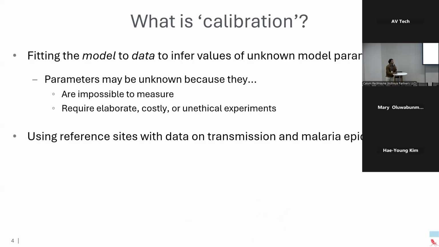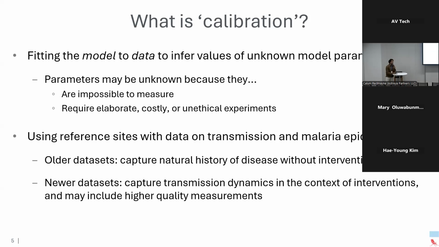And we ideally do this using reference sites that have high quality data on transmission and at least one other epidemiological outcome of interest. In our case, we also try to use a mix of older data sets and newer data sets, the older ones capturing something about the natural history of malaria in the absence of interventions, and newer data sets that give us more info on how the context has changed with interventions, maybe higher quality measurements or new diagnostic tools.